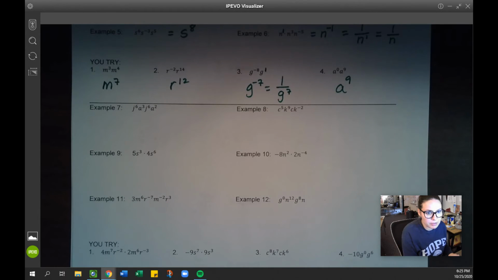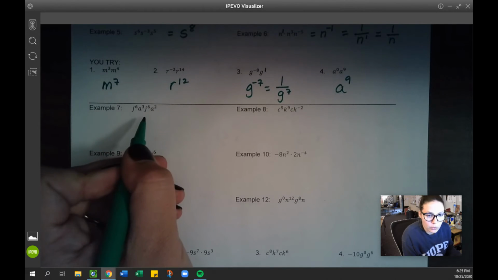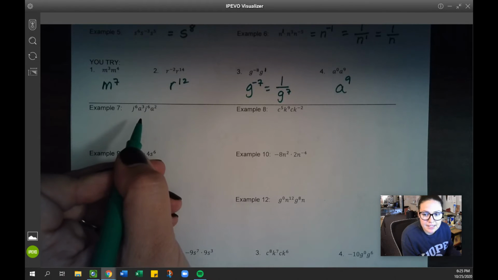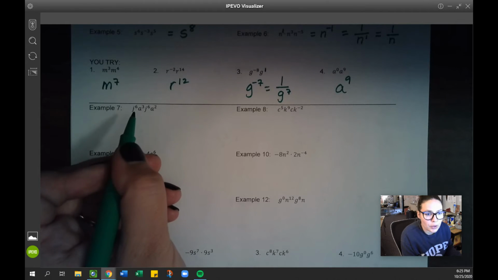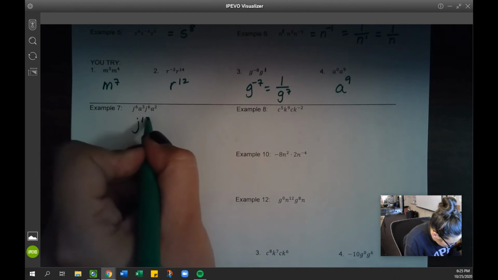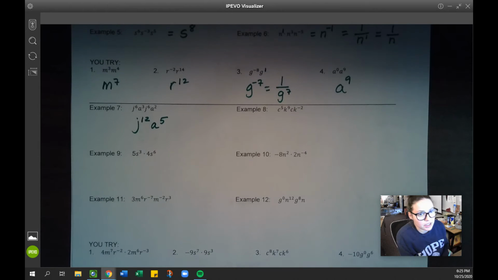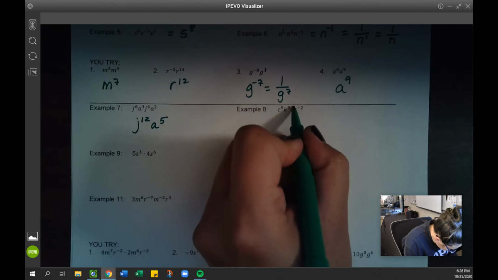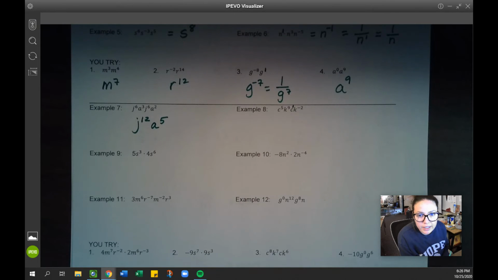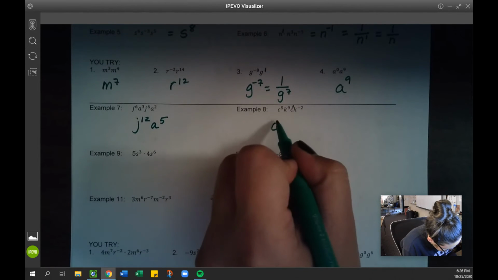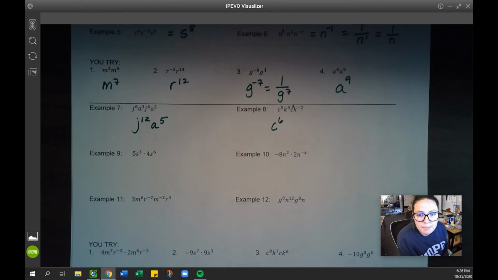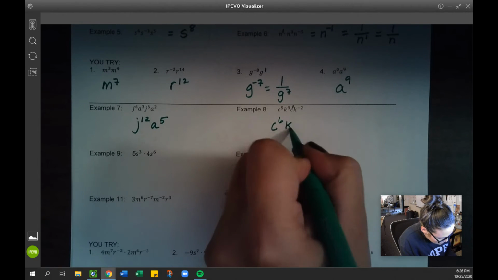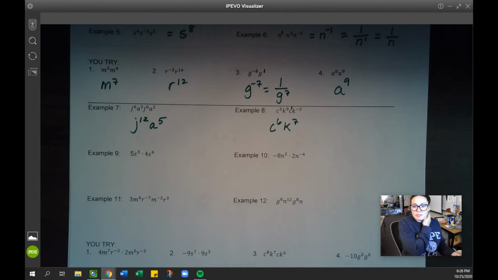All right, let's step it up a little bit. Now I have powers with different bases. All that means is I'm only going to add together the exponents of like bases. So that's going to give me j to the 12th times a to the 5th, because I'm going to do 6 plus 6 for the j's and 3 plus 2 for the a's. All right, let's look at this one here. Again, c has an exponent of 1, even though it's unwritten. So I'm going to have c to the 6th, because I'm going to do 5 plus 1. And then 9 plus negative 2 gives me k to the 7th.